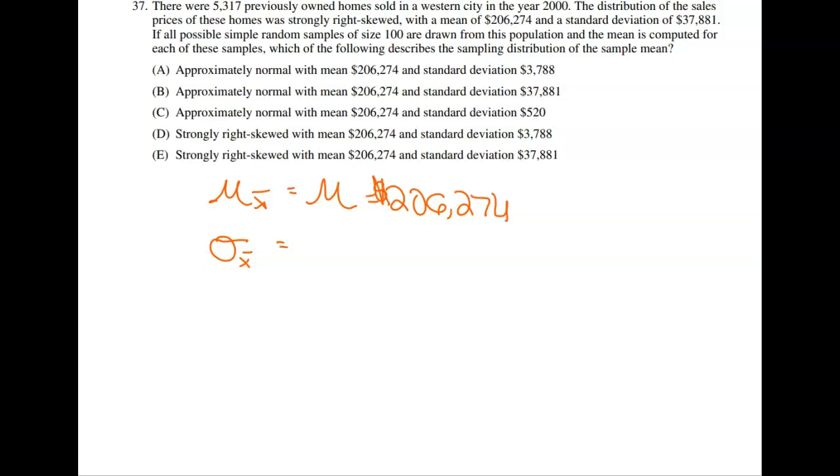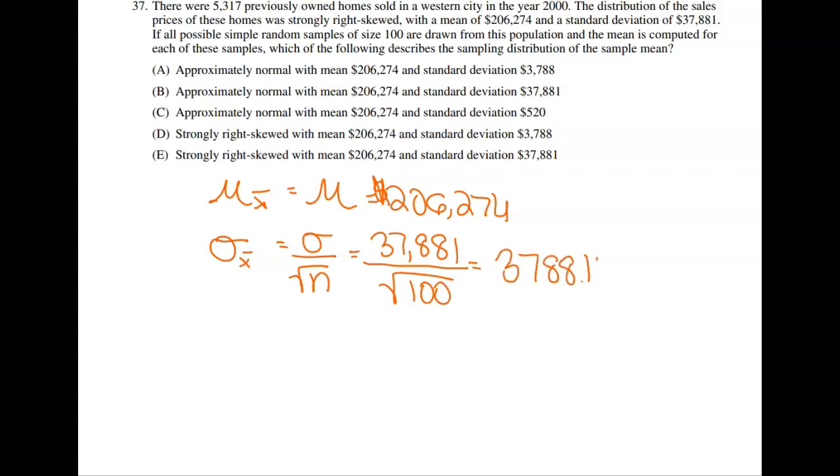Now for our standard deviation, we are actually going to need to calculate this one. We're going to take the standard deviation of the population and divide it by the square root of the sample size, which in this case is going to be the $37,881, and we're going to divide it by the square root of 100. So our standard deviation is going to be $3,788 and 10 cents.